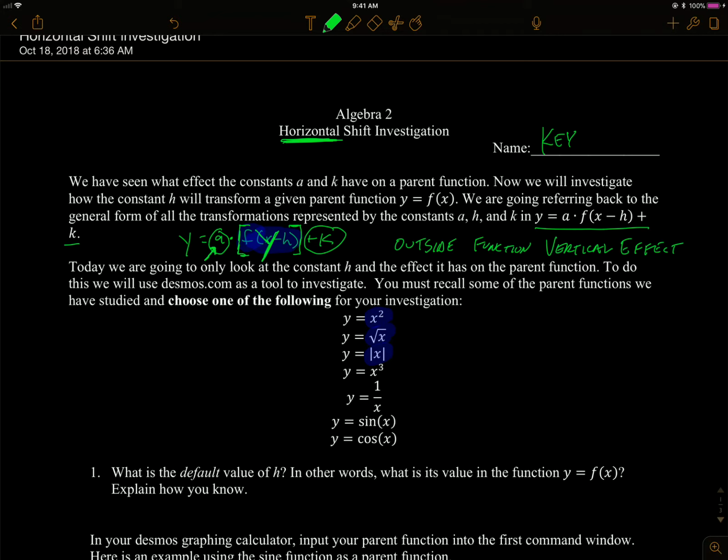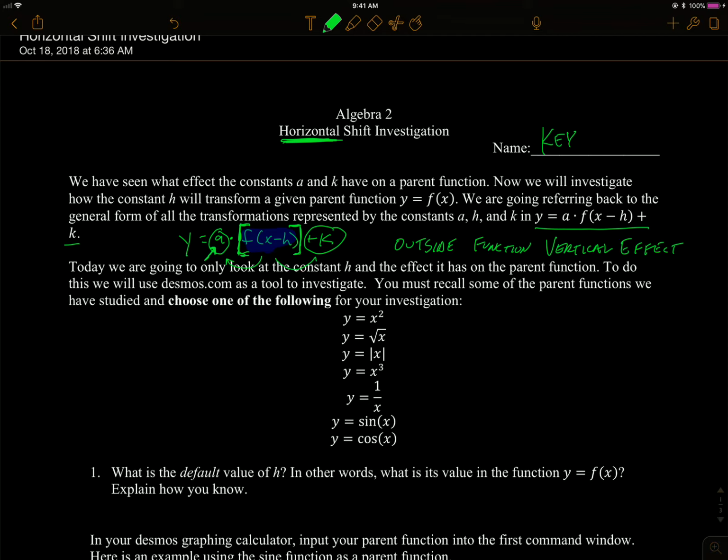After you've plugged in x and you've done the function to the x, in other words, after you've plugged in x and you've squared it or square rooted it or cubed it or took the absolute value of it, you now have your y value. So that part in the brackets right here you can think of as our y value. So if I take my y and then multiply it by a, the y's are going to get taller or the y's are going to get shorter. That's why it has a vertical effect.